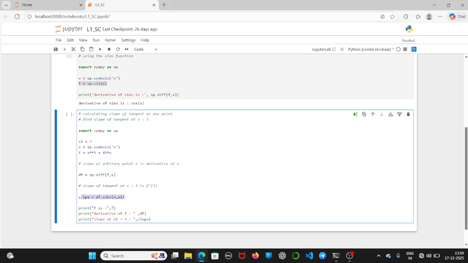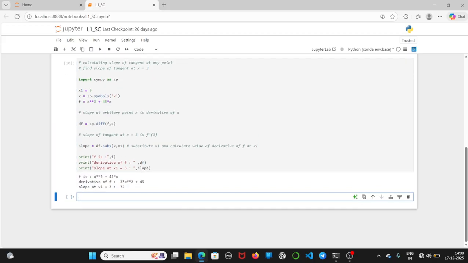So .subs means substituting a value in the function and getting a resultant value, right? So what it is doing is substituting x1 and calculating the value of the derivative of f at x1, right? And if I press enter, what I get is f is this, and the derivative of f is 3x square plus 45, right? And the slope at x1 equal to 3 is 72, right? You can see that 3x square, 3 into 9 is 27, and 45 plus 27 is 72, right?